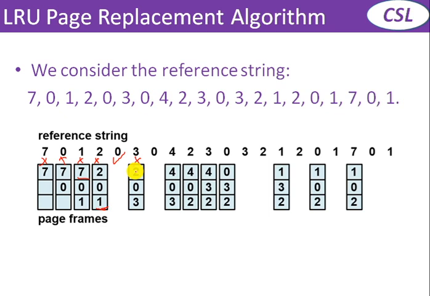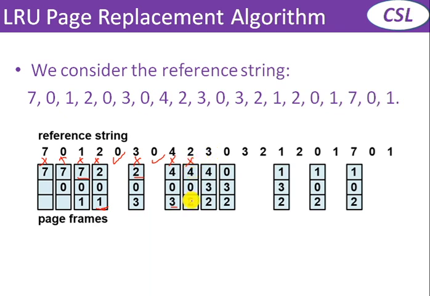Next is 0. 0 is available in memory, so this is a hit. Next is 4. 4 is not available, so we have to find the LRU page. 0 was used most recently, 3 before that, and 2 far away. So 2 is our LRU page. Replace 2 with 4. This is a miss. Next is 2 again. Available are 4, 0, 3. 4 was used most recently, before 4 was 0, and before 0 was 3. So we simply remove 3 and fill it with 2. This is a miss.